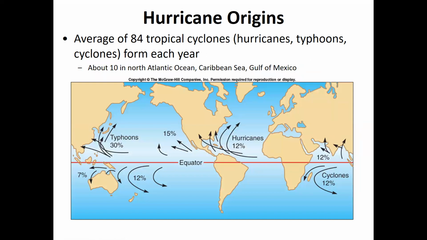So there's an average of 84 tropical cyclones, hurricanes, typhoons, or cyclones each year, and about 10 of them in the North Atlantic, Caribbean Sea, and Gulf of Mexico region. So that's about 12%. So 12% of the tropical cyclones are in the North Atlantic basin.